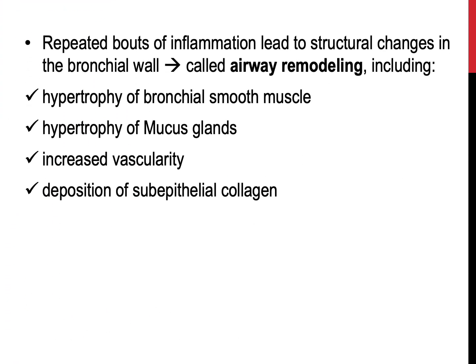Repeated bouts of inflammation will lead to structural change in the bronchial wall. This is called airway remodeling, which includes hypertrophy of the bronchial smooth muscles, hypertrophy of the mucous glands, increased vascularity, and deposition of subepithelial collagen.